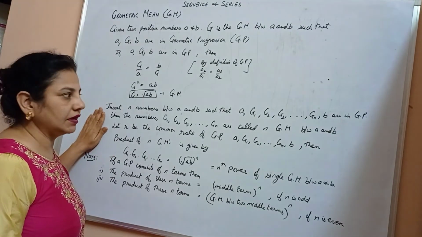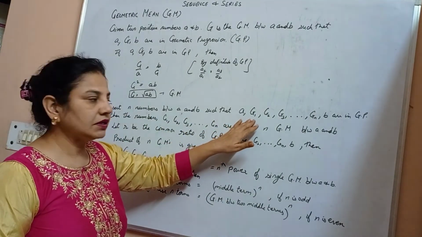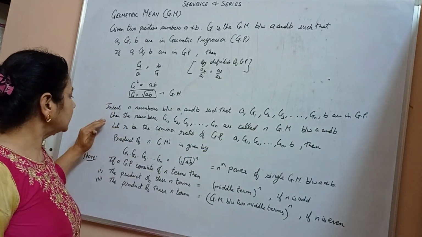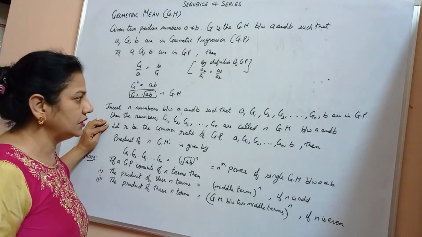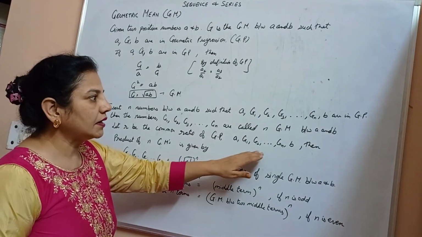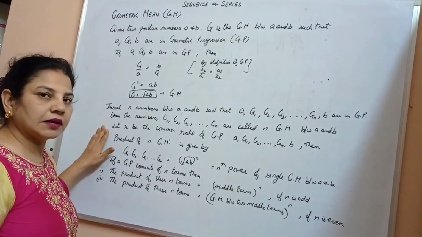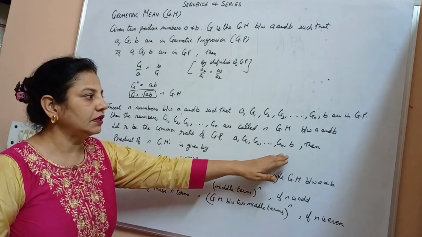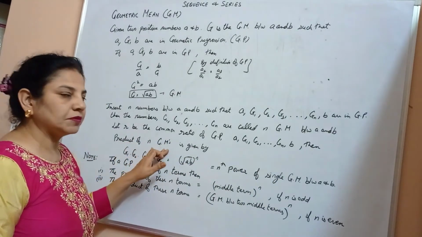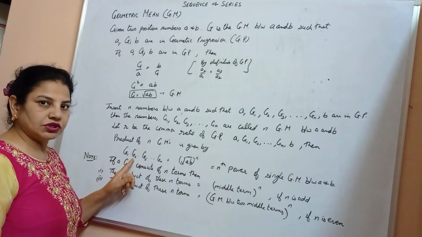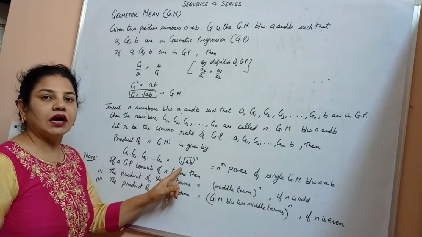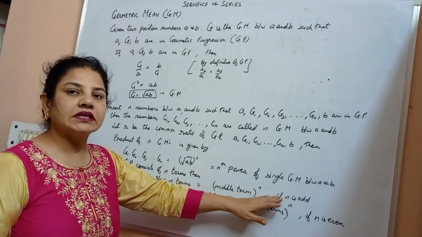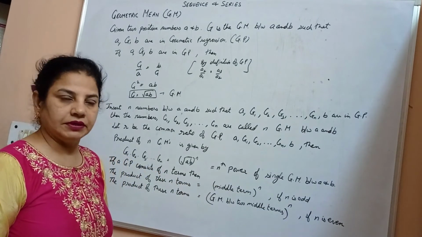Insert n numbers between a and b such that a, g1, g2, g3 and so on gn, b are in GP. Then the numbers g1, g2, g3 and gn are called the geometrical means between a and b. Let r be the common ratio of the geometrical progression. Then the product of n geometrical means is given by g1 into g2 into g3 and so on gn is equal to under root of ab whole to the power n, or we can say the nth power of the single geometrical mean between a and b.